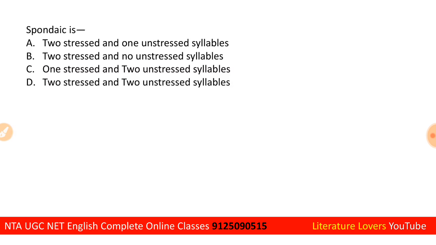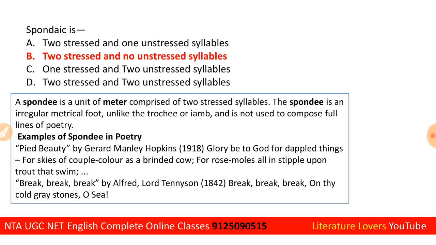Now see the next question. So this is spondee. Learners, you can see the options: 2 stressed and 1 unstressed syllable, 2 stressed and no unstressed, 1 stressed and 2 unstressed. Then the fourth one, 2 stressed and 2 unstressed syllables. So now learners, please do select the right answer. So here is the right answer you can see on your screen. Yes, 2 stressed and no unstressed syllables, that is known as a spondee.